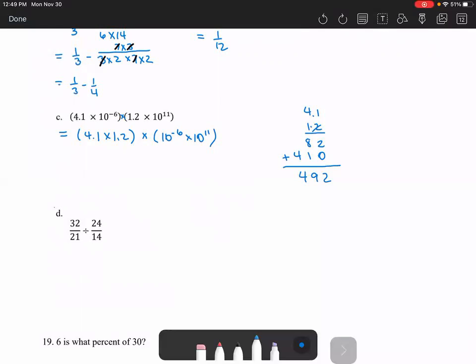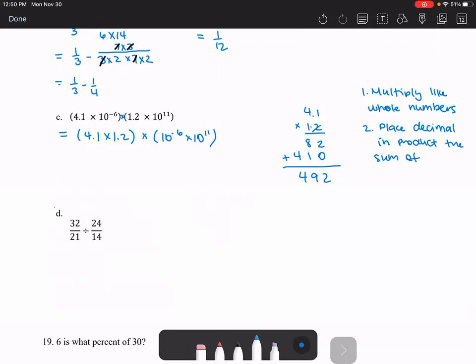I'm going to write it down just because so many people don't know how to do it. So we're going to multiply like whole numbers. And then we're going to place the decimal in the product, right? The product is the result of multiplication.